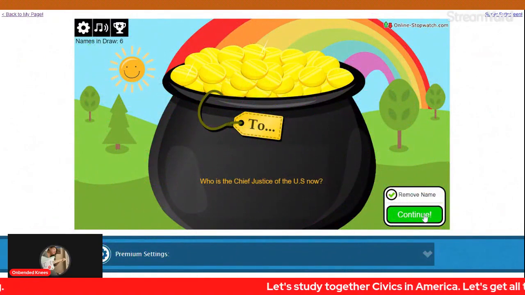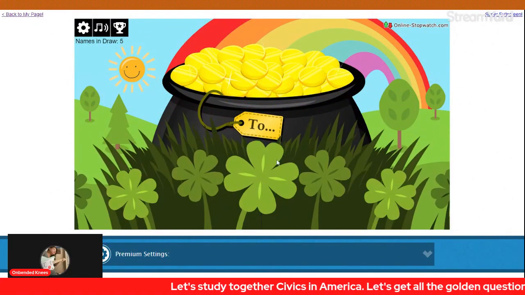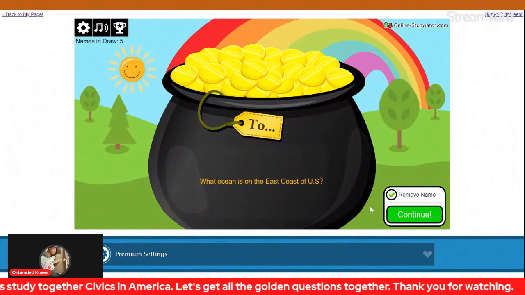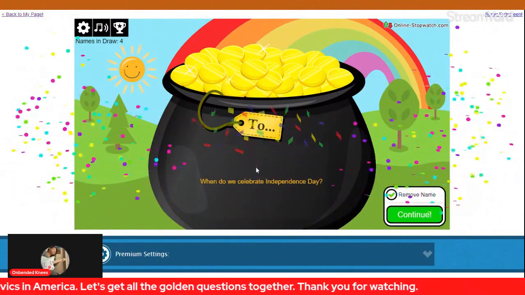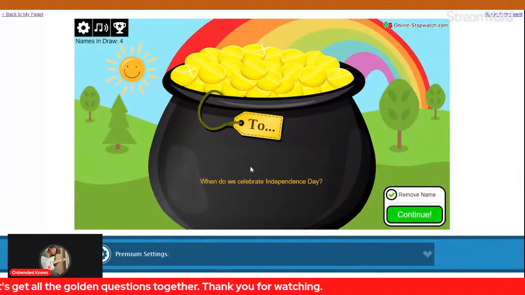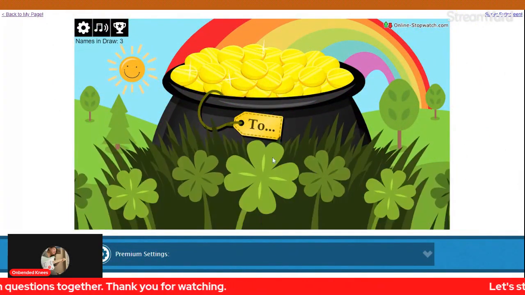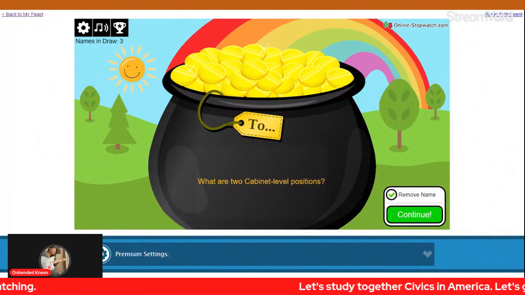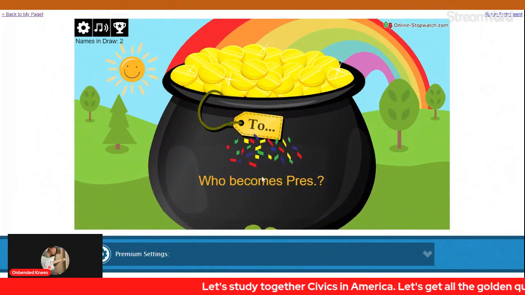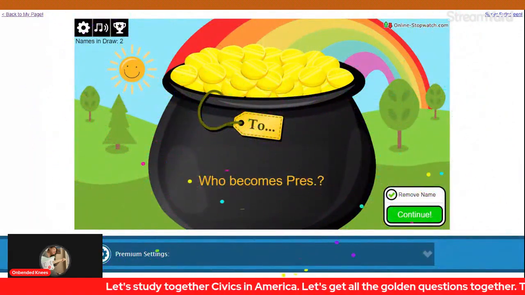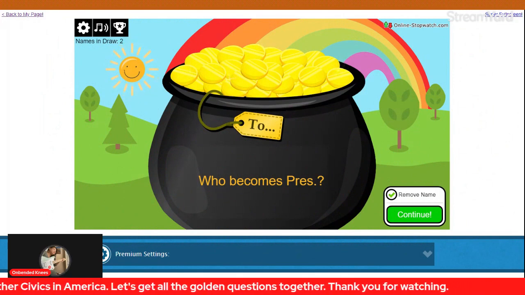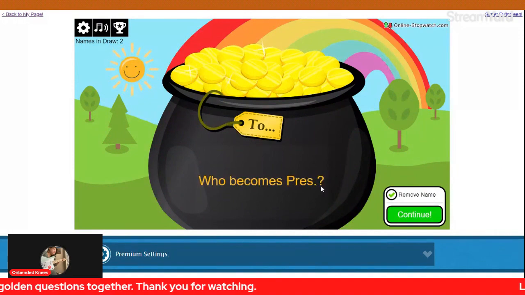Who is the Chief Justice of the United States now? John Roberts Jr. Which ocean is on the east coast of the United States? That's the Atlantic Ocean. Independence Day, July 4th. Cabinet positions, Attorney General and the Vice President. When the President could no longer serve, it's the Vice President. When the President and the Vice President could no longer serve, the Speaker of the House.